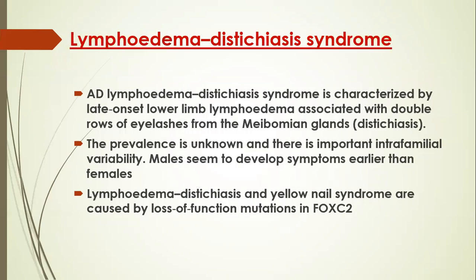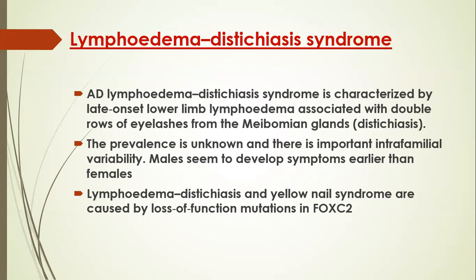Then lymphedema distichiasis syndrome. This is characterized by late onset lower limb lymphedema associated with a typically double row of eyelashes from the meibomian glands, and this double row of eyelashes is called distichiasis. Prevalence is unknown, and there is an important intrafamilial variability. Males seem to develop the syndrome earlier.